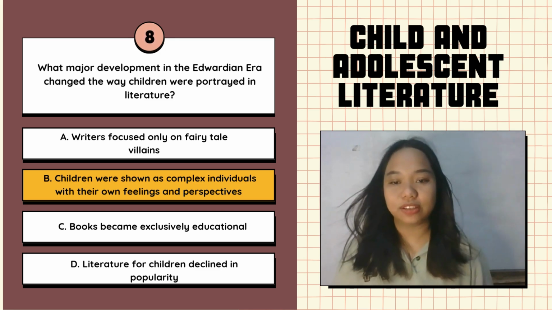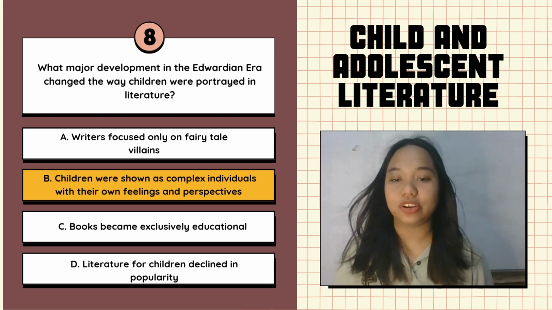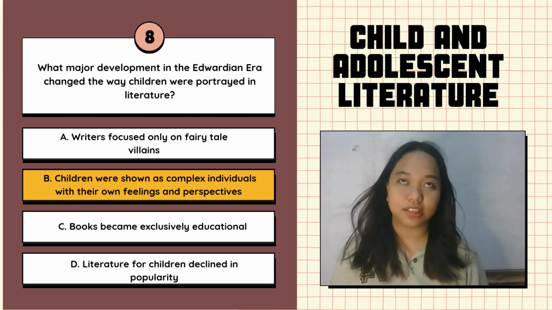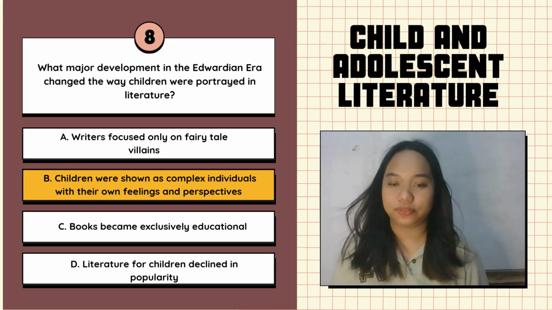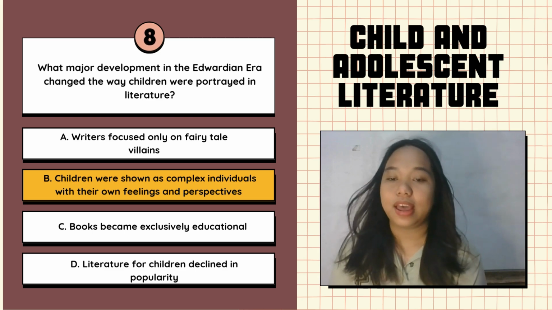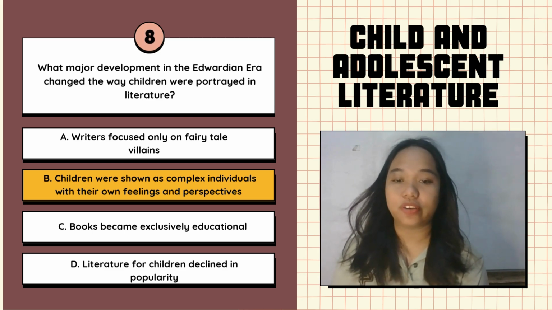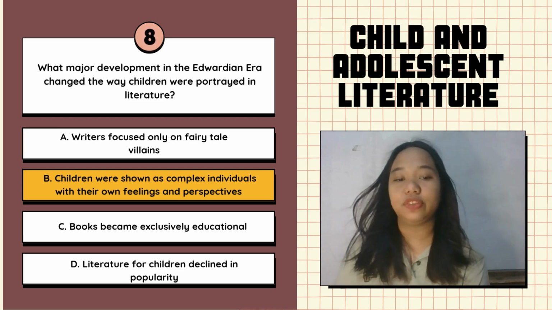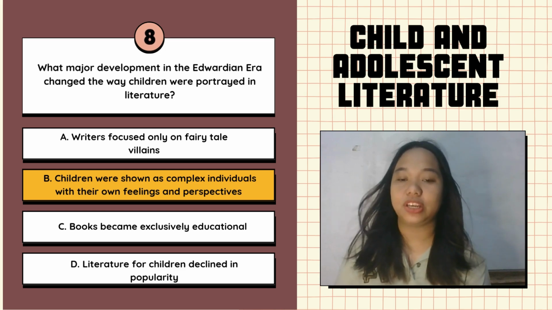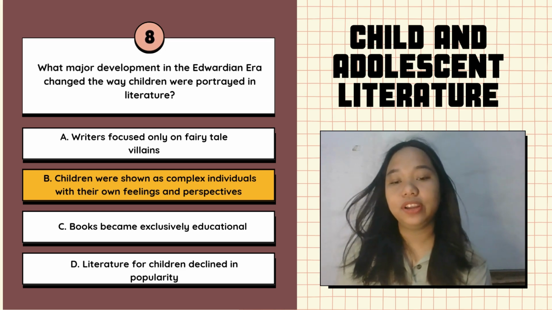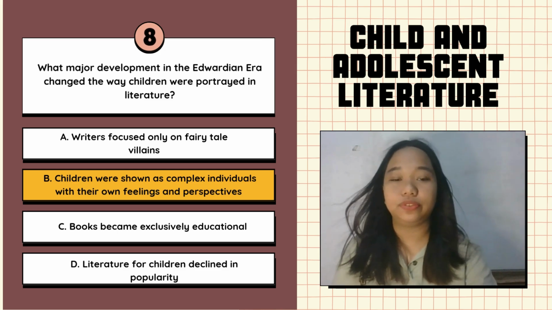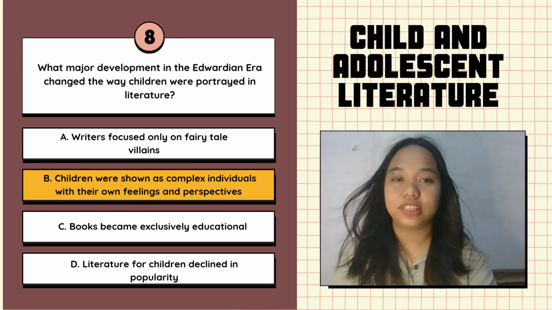So option letter A is incorrect because villains were part of the stories but not the focus of this shift or this era. And letter C is also incorrect because books became more emotionally rich, not solely educational. And letter D is also incorrect because children's literature flourished in this era.